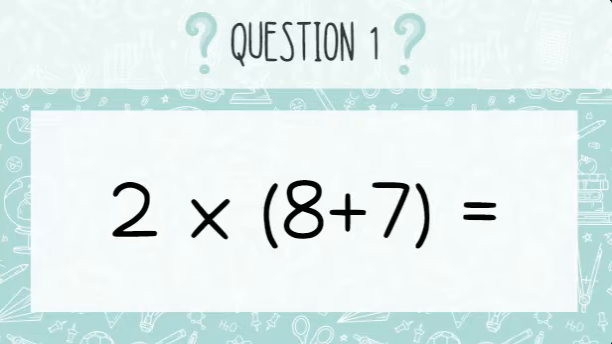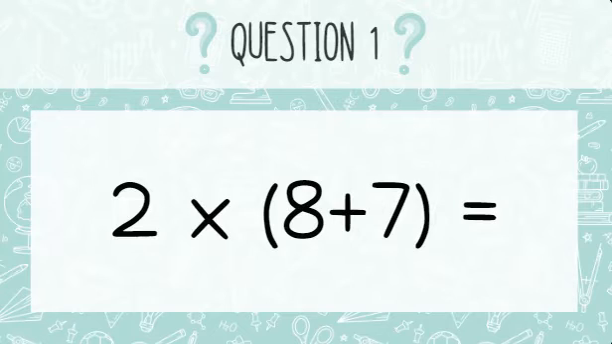2 times in bracket 8 plus 7. So we will use here the BODMAS rule. 8 plus 7 is 15, and 15 times 2 is 30. Later we will show the answer for this question.